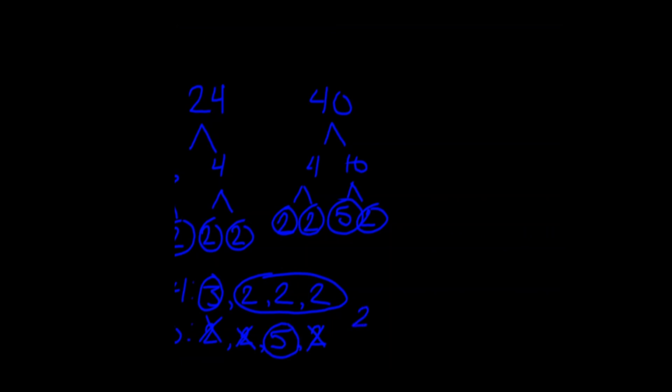So 2 times 2 times 2 times 3 times 5. So this right here is 8. This right here is 15. Then 15 times 8. 15 times 8 is equal to 120, which is the least common multiple of both these numbers.